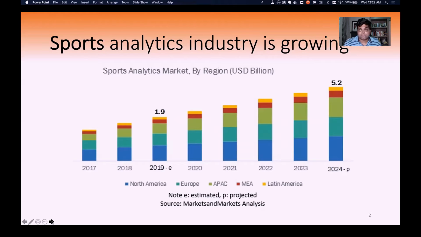One thing is for sure: sports analytics as an industry is growing really fast. The information needed to analyze the performance of a sports person is critical to improving their performance. It has been estimated that by 2024 it would become a 5.2 billion industry, which is already around 2 billion currently. And this is true across all regions, including Europe, America, and Asia.